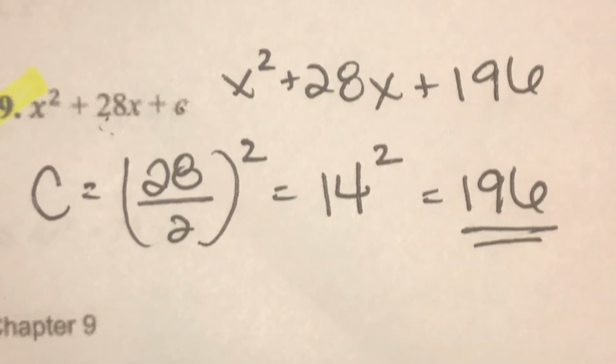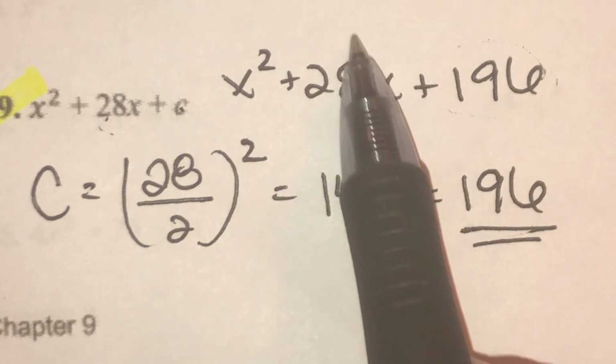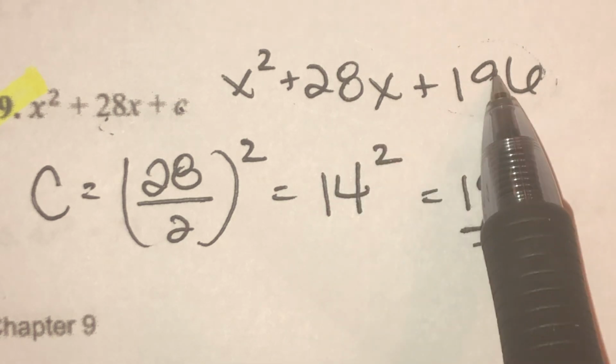They don't all have to be perfect square trinomials, but if it asks you to figure out what would make it a perfect square trinomial, that's how we figure it out. Complete the square. Look at the middle number, divide it by 2, then square it, and tack it onto the end.